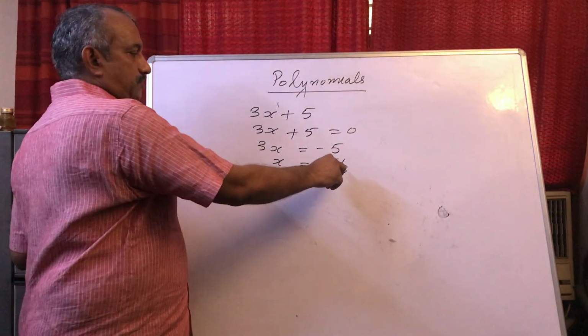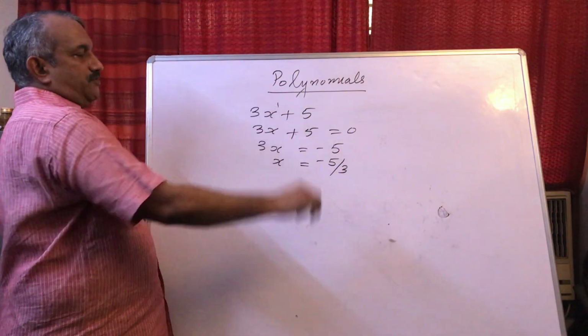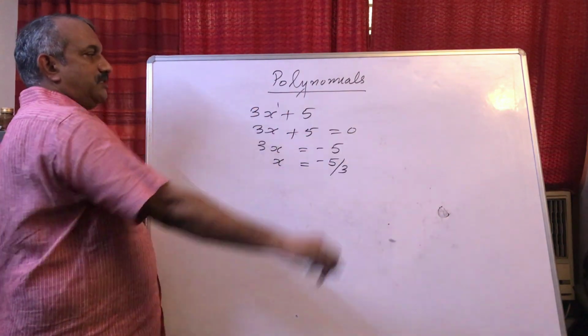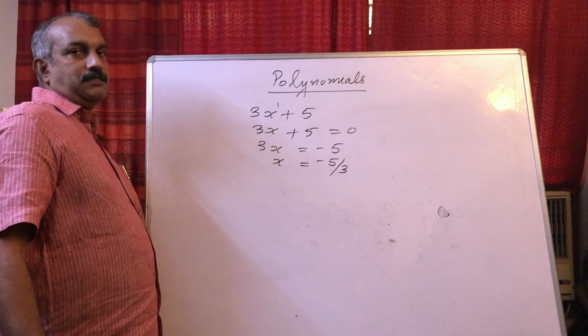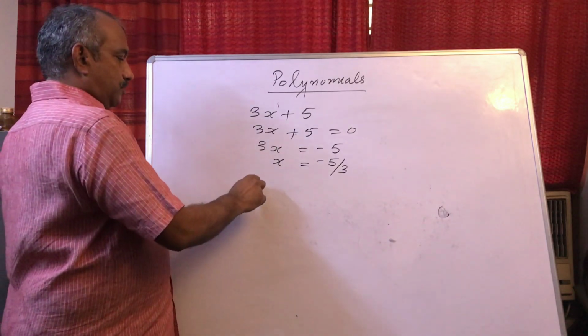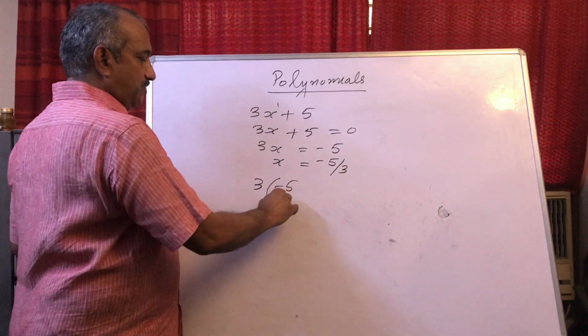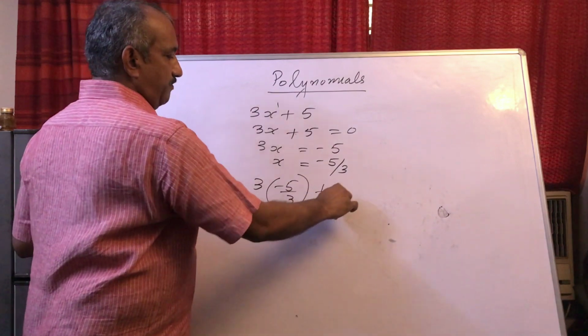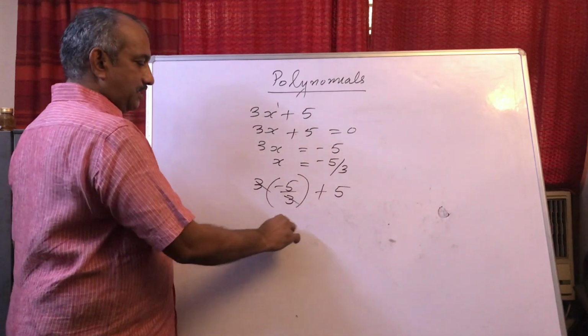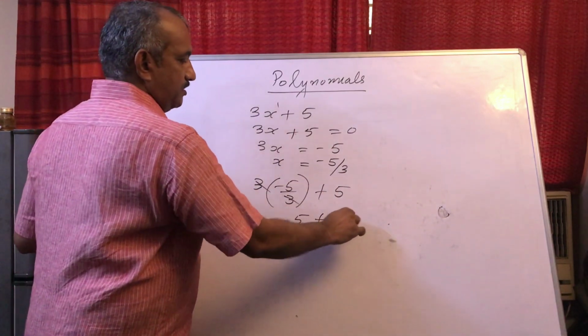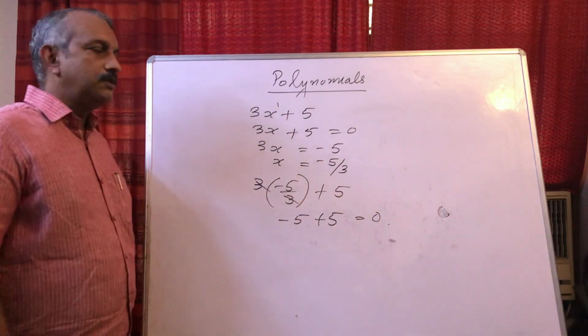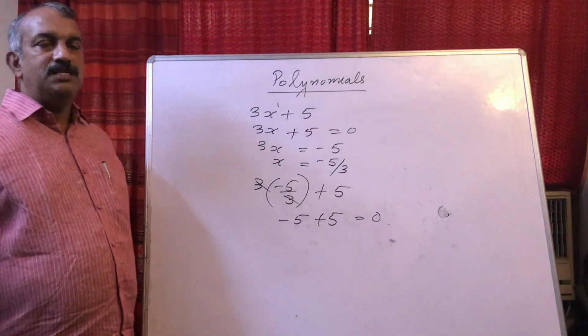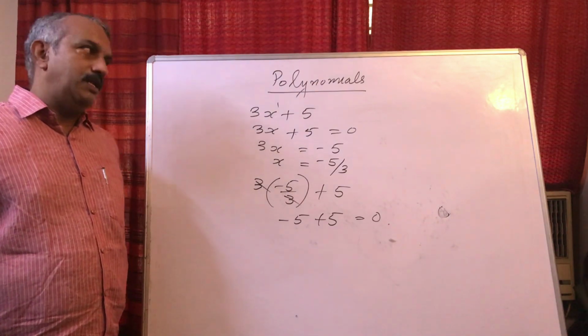Now, that means if we substitute minus 5 upon 3 in the place of x in this one, you will get 0 only. So 3 into minus 5 upon 3 plus 5. 3 and 3 get cancelled, minus 5 plus 5 is equal to 0. So minus 5 upon 3 is a 0 of the polynomial.